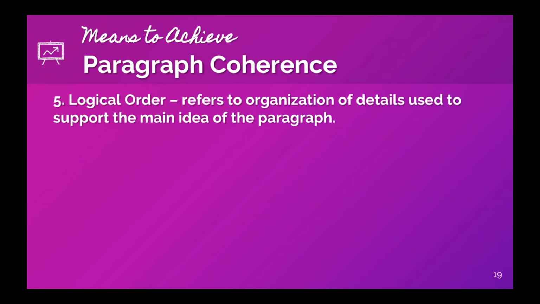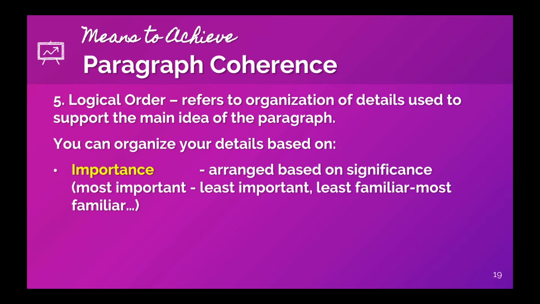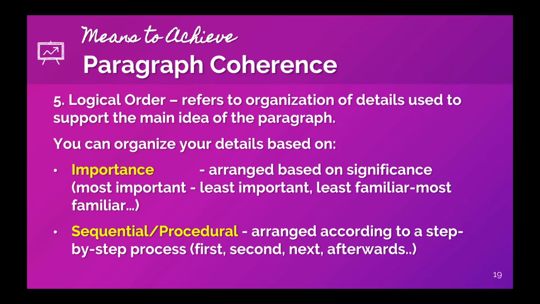You can also achieve logical order by observing importance, arranged based on significance like most important, least familiar, most familiar, and others. And finally, by sequential or procedural order, by arranging things according to the step-by-step process like first, second, third, lastly, secondly, thirdly, and so on.